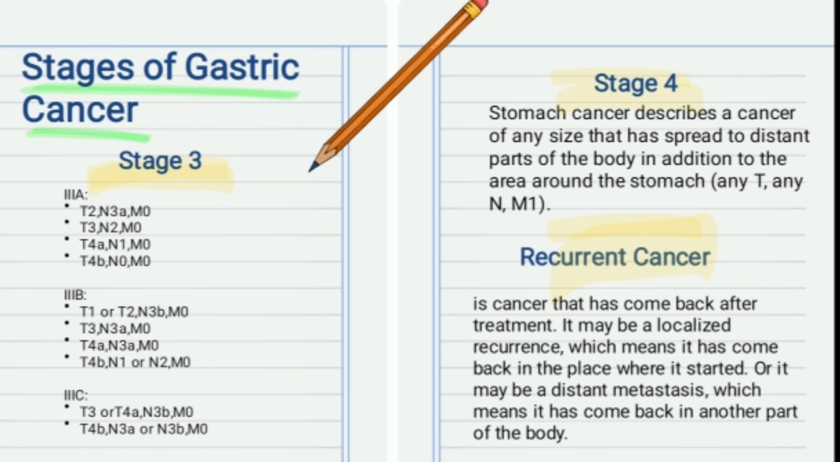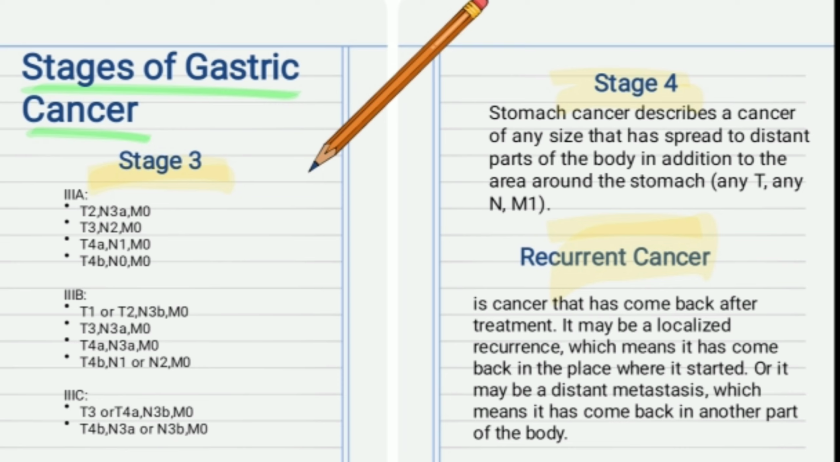Next is T4aN1M0, meaning the cancer has grown through all of the layers of the muscle into the connective tissue outside the stomach, and it has grown into the peritoneal lining or serosa and has spread to 1 to 2 lymph nodes but not to other organs. Lastly, the T4bN0M0, meaning the cancer has grown through all of the layers of the muscle into the connective tissue outside the stomach and has grown into nearby organs or structures. It has not spread to any lymph nodes or distant parts of the body.